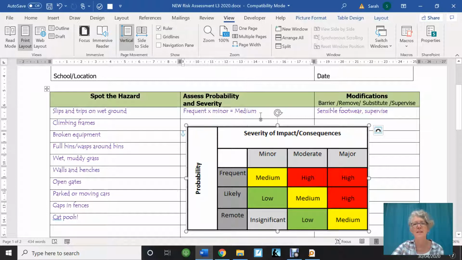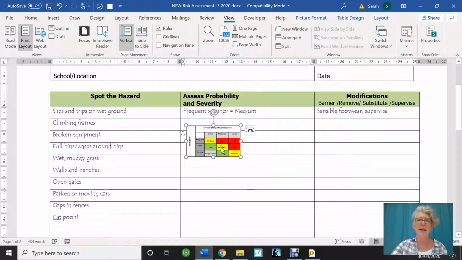So I've written medium here. That's all you have to write. Remote times major, and that would come out as high. Actually, no, remote times major comes out as a medium risk. Okay, let's put that little grid back again.